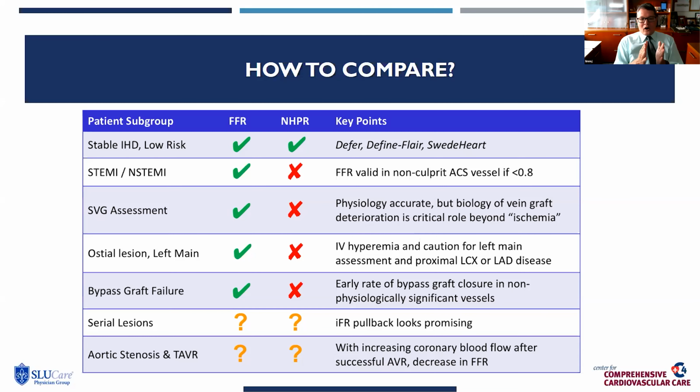And so the alphabet soup and how to use it in your lab, I think the bottom line is all you have to do is have a pressure wire and the will to use it. And if you use it and the cut points that we showed, you're going to provide the best possible outcomes for every patient that you take care of.